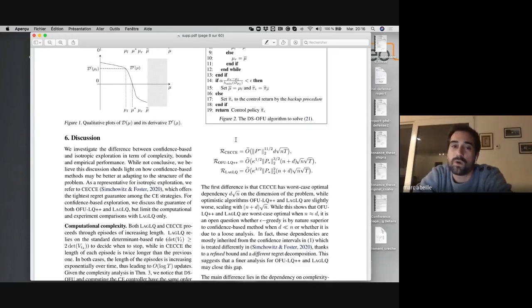Okay, and when you try to do a more adaptive algorithm, you get this. So for instance, the result for OFU, we also have square root of T. We also have square root of N. We're slightly worse in terms of D. So we don't have D, we have N plus D. So sometimes it's the same, sometimes N is way larger than D.